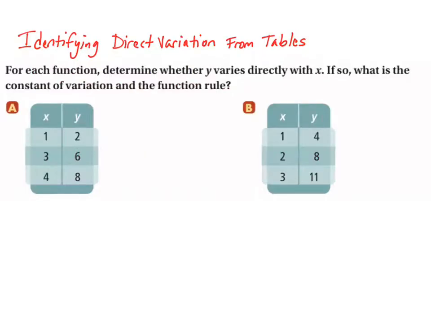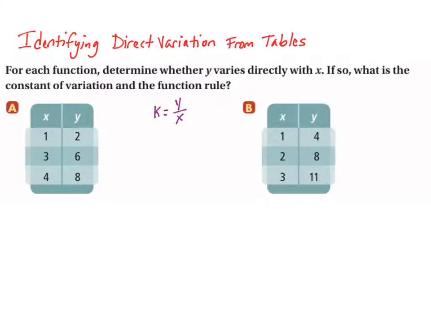So here we want to identify direct variation from tables. It says for each function, determine whether y varies directly with x. If so, what is the constant of variation and the function rule? So we're trying to figure out if y varies directly with x, and we need to figure that out by testing to see what the constant of variation is for each ordered pair. So keep in mind what we saw in the previous slide. We know that k, or the constant of variation, is equal to y divided by x. So essentially that's what we're going to test here for each of these values in these tables.